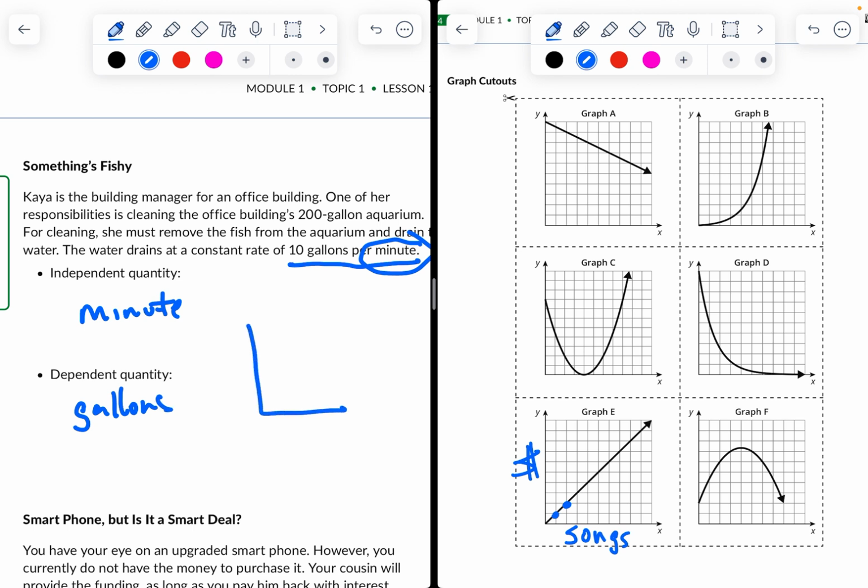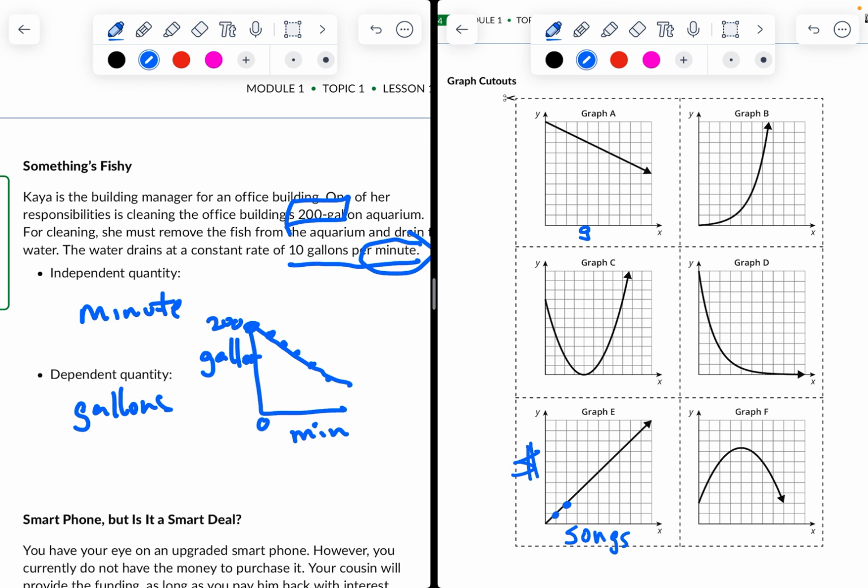And I want you to think about this. If this is my minutes and this is my gallons, we are not starting at 0 gallons. We started with 200 gallons. When it's time of 0, we started with 200 gallons. And as time went by, it's less and less and less water because water is draining out of my aquarium. So that is going to be graph A.